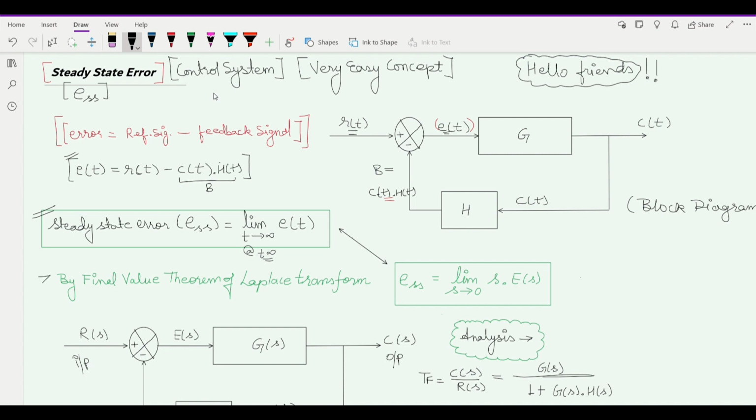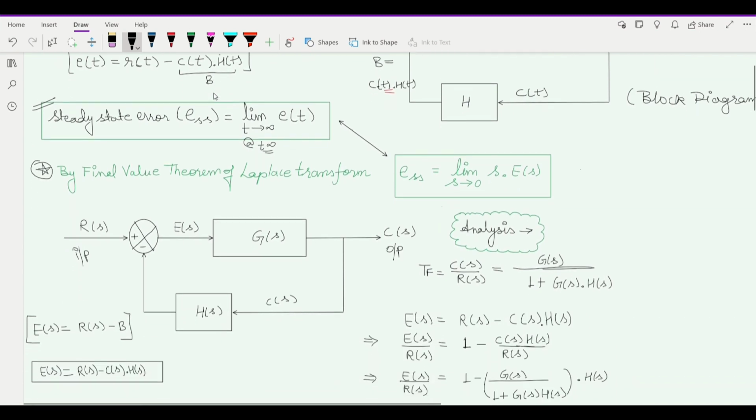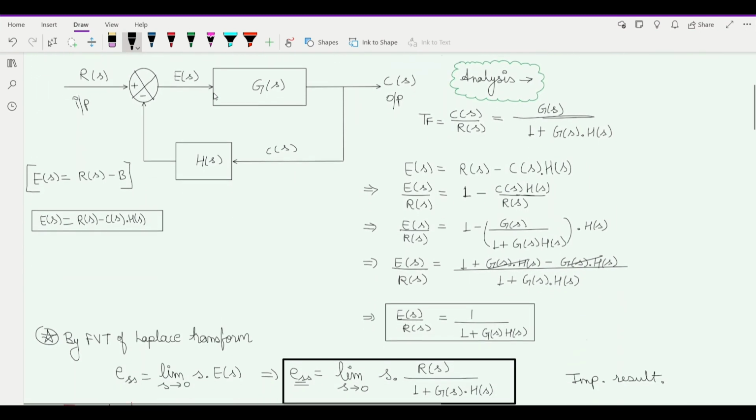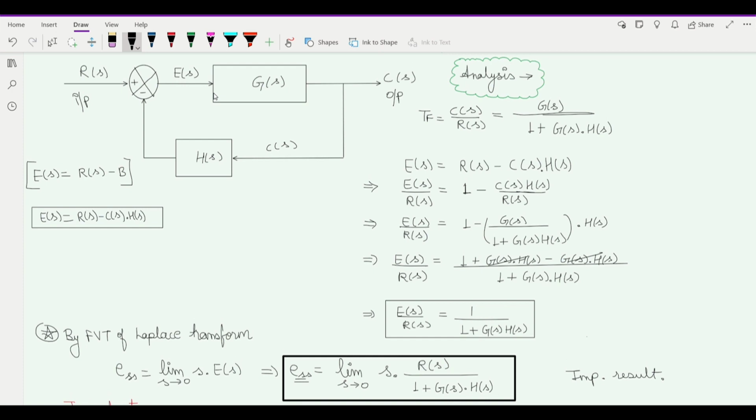By using the final value theorem of the Laplace transform, steady state error equals the limit s tending to 0 of s into E(s). So this time domain is converted into the s domain. Here is the analysis for the entire steady state error calculation.